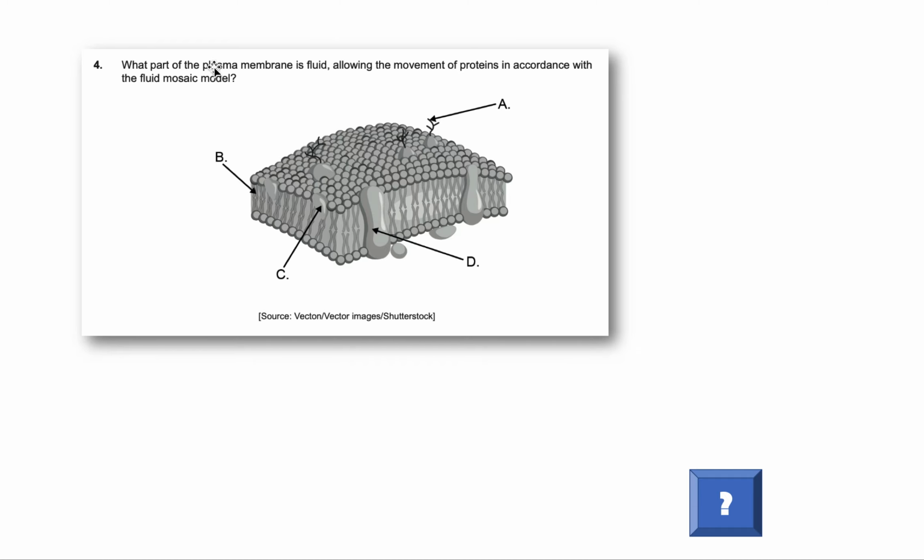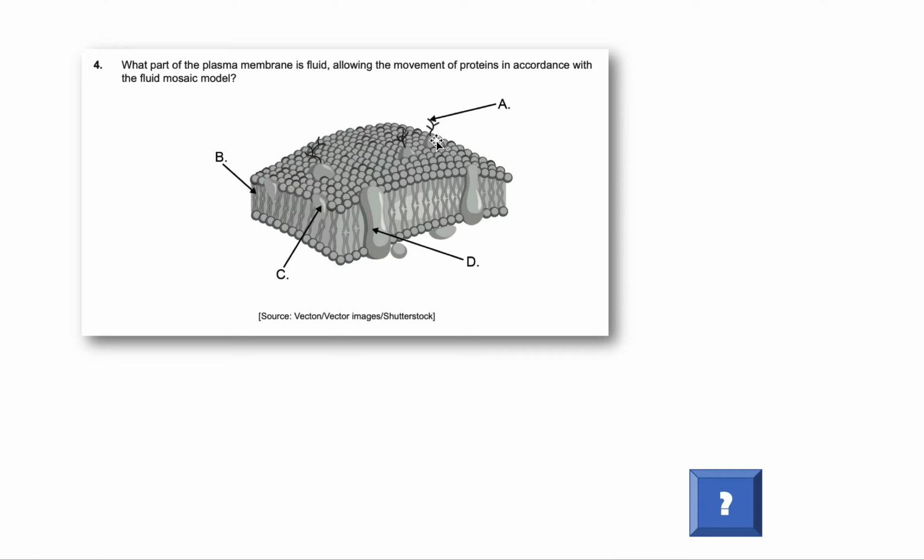What part of the plasma membrane is fluid, allowing the movement of proteins in accordance with the fluid mosaic model? So what part of this membrane is fluid? We know the part that is fluid is these phospholipids. The phospholipid tails are very bendy, and they basically make the membrane quite weak and quite fluid.